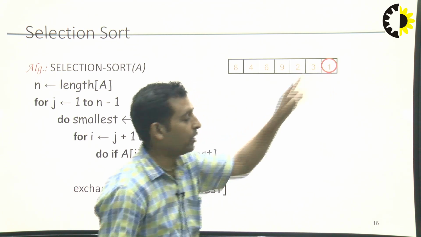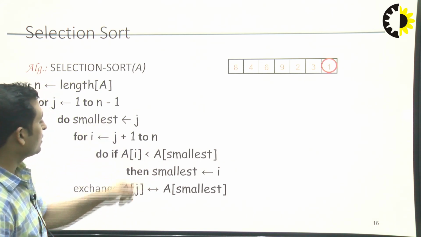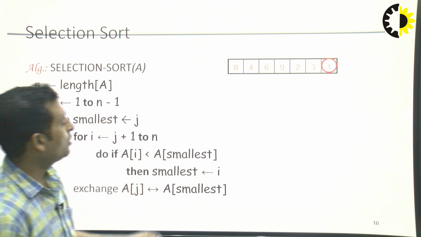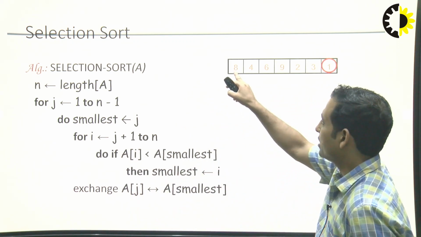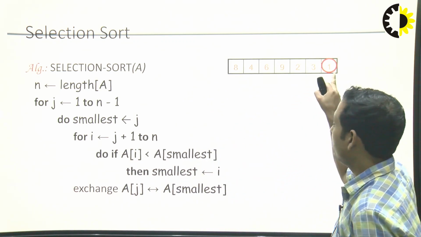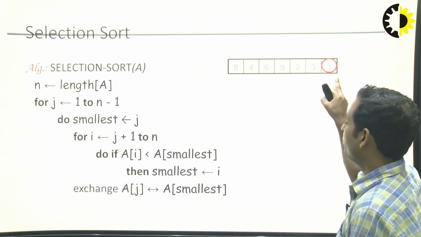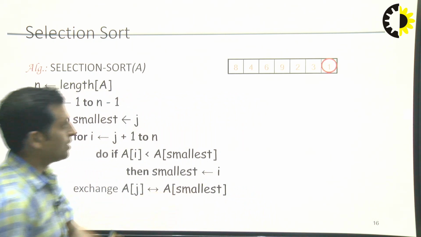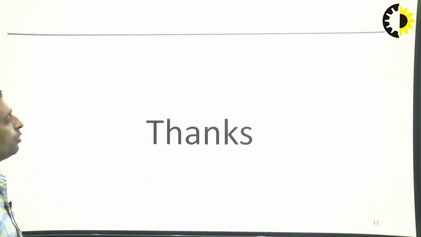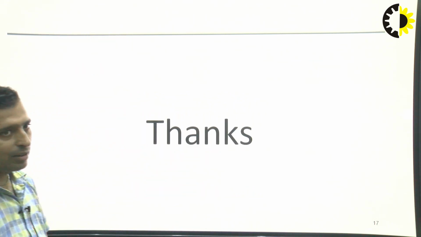So point here. At the last, what to do? Just swap the element at the jth position for which we are selecting the element with the element at the smallest position which is indicated, and exchange these elements. So with this scenario we are swapping, and thank you very much.